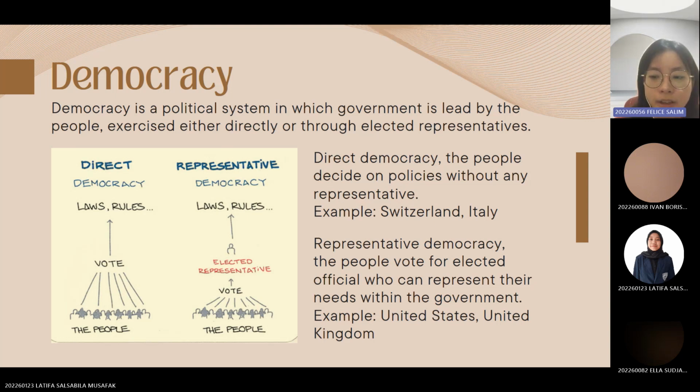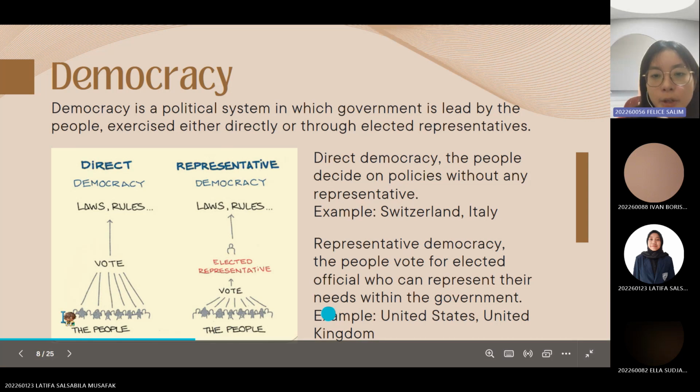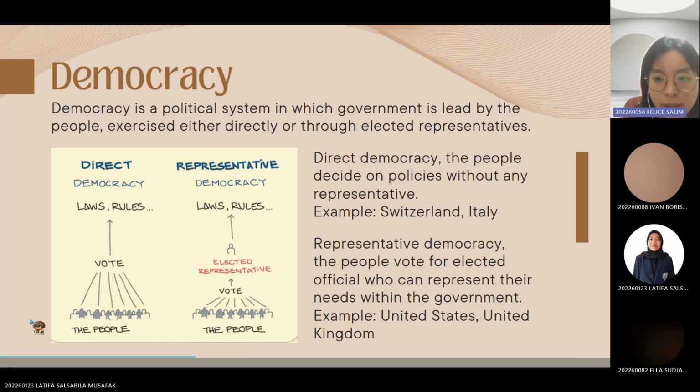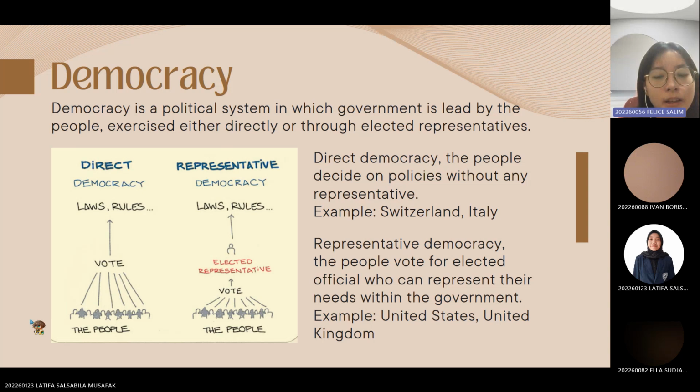The people decide on policies without any representatives or any third parties, intermediaries, something like that. For example, the countries are Switzerland and Italy.